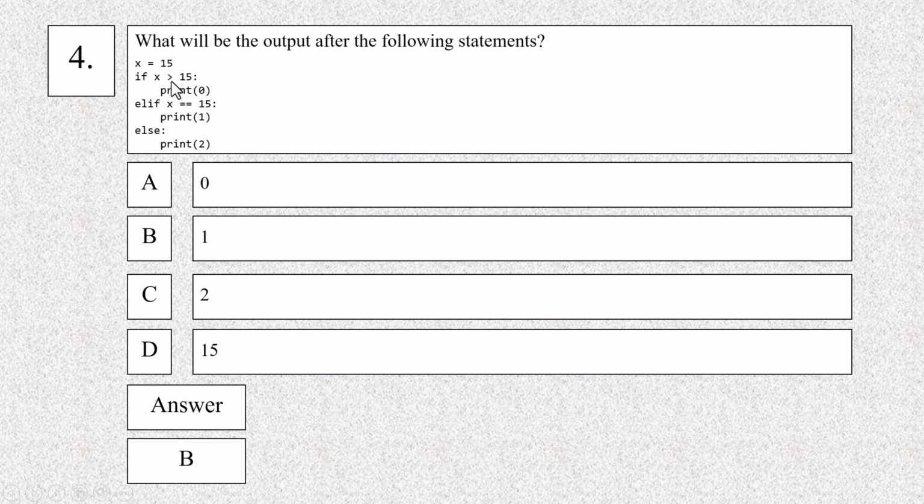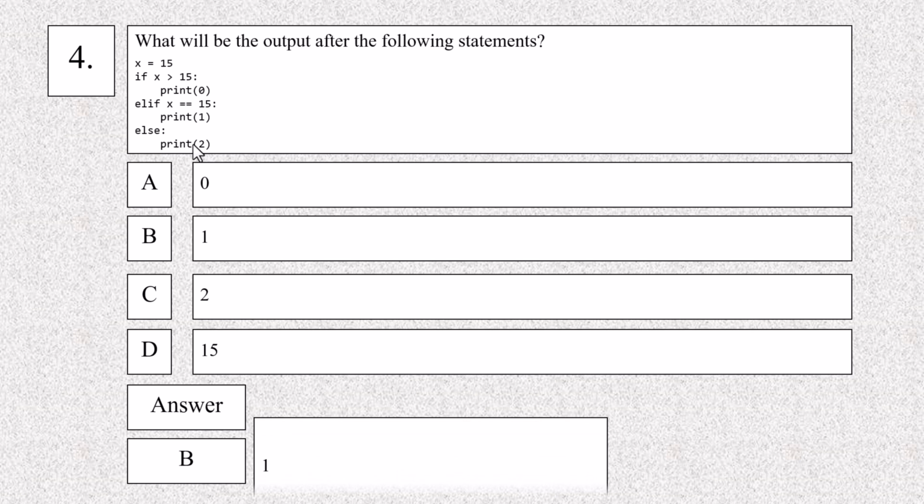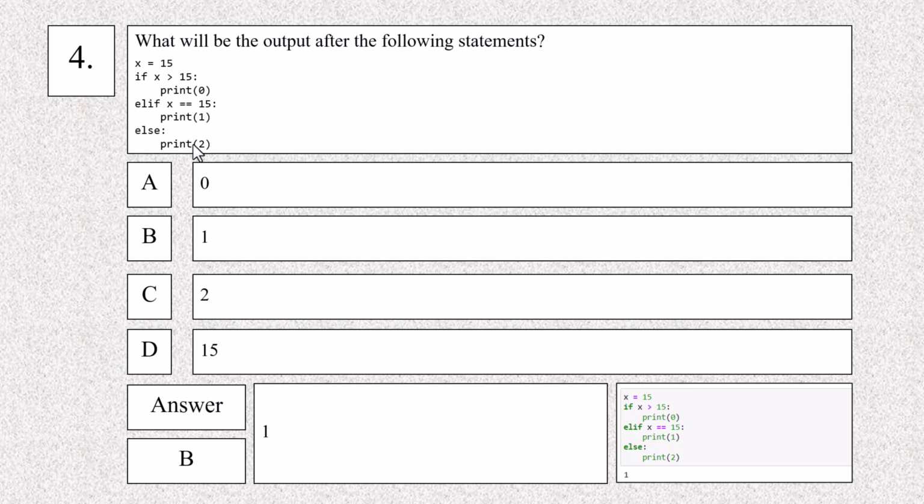x is not greater than 15, because the value of x is exactly 15, and after that it will go to the else part, and here it will check whether x equals 15 or not, and this time it will be true. For that reason it will print 1 and it will bypass this else part. So that is why the correct answer will be option B, and if you run it in the Jupyter notebook, it will give the same output.